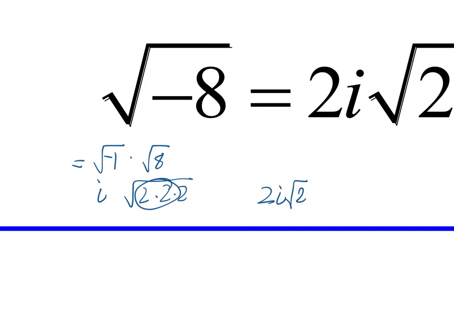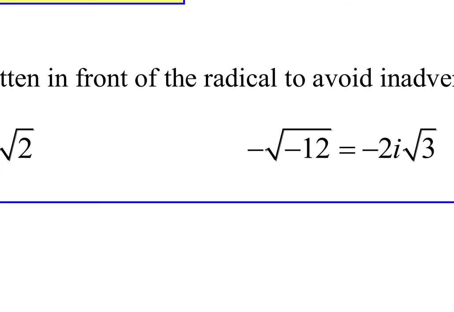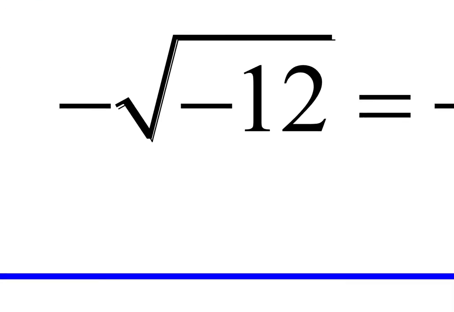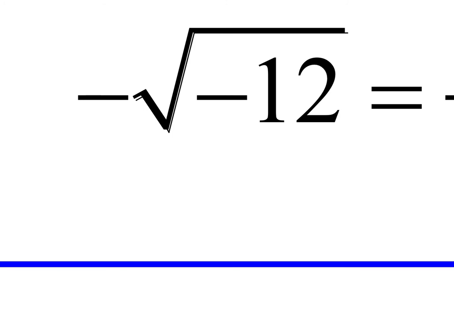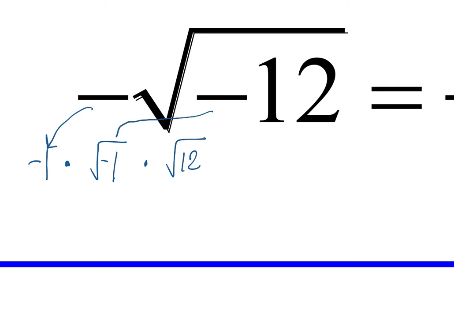And then over here, let's see, we have negative the square root of negative 12. Well, this is just like saying negative 1 times the square root of negative 1 times the square root of 12. Okay, the negative 1 came from right there. The square root of negative 1 came from right there, and here's the 12, okay?